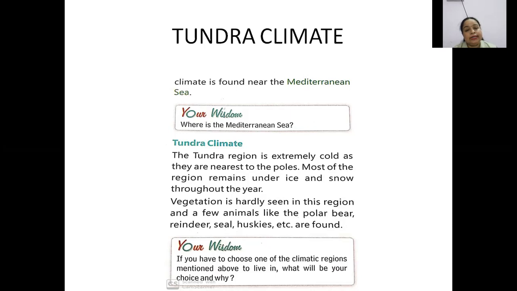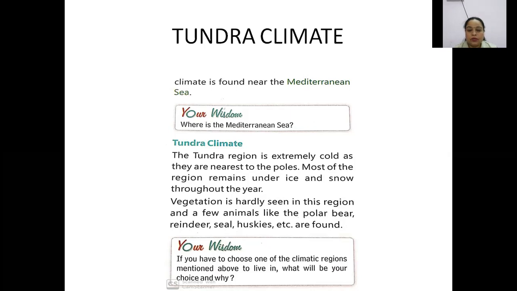Vegetation is hardly seen in these regions. Why can plants and trees not grow? Because it is very cold. And few animals like polar bear, reindeer, seal, and husky are found here. Why are animals and plants less? Because of the harsh, very cold temperature. In the desert region, very little vegetation is found because it is very hot. But in the colder climate the situation is the same: very few animals and plants are found because of the harsh temperature.